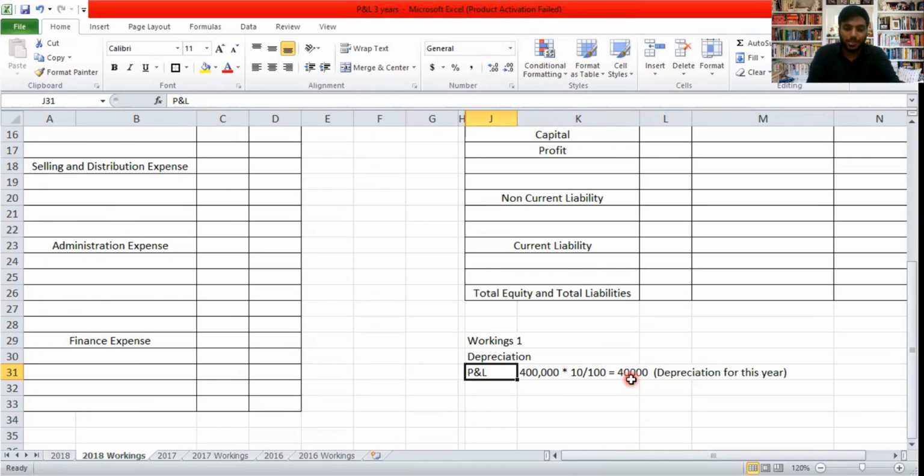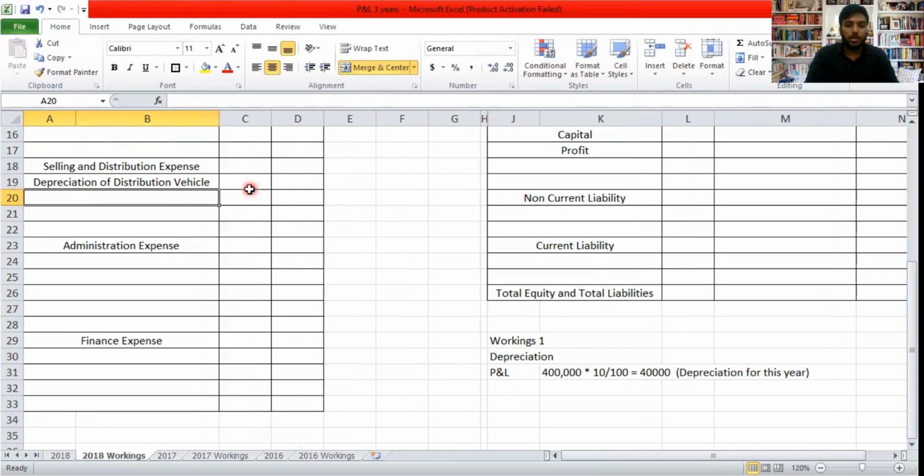But this depreciation is of a distribution vehicle. So when you sell only, you distribute. So it's a part of selling and distribution expense. So I'll consider here depreciation of distribution vehicles. So we are done with that small concern. 40,000. You write here 40,000.